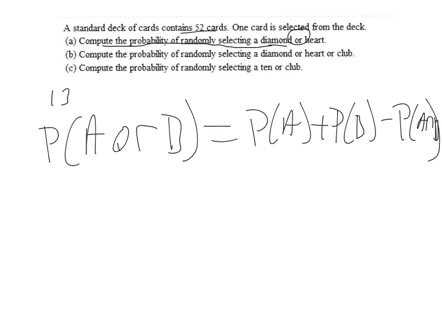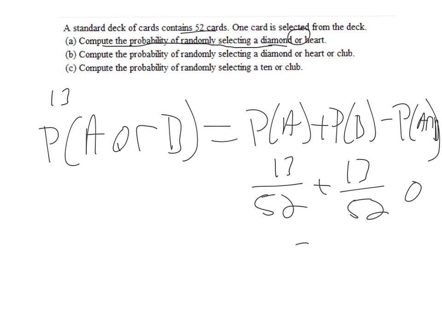So a card can't be both a diamond and a heart. So for this first one, that's 0. The probability of a diamond would be 13 out of 52, plus 13 out of 52 for the heart. And we're going to add those 2 probabilities, so that's 26 over 52, and if we make that a fraction, I believe that's 1/2. Okay, so that's the answer for A.